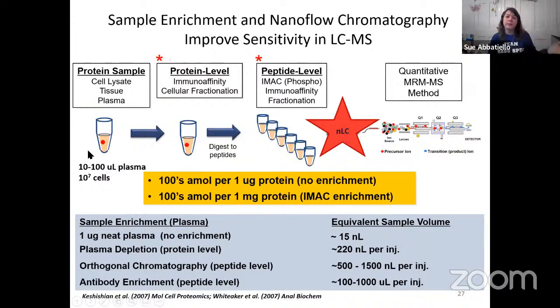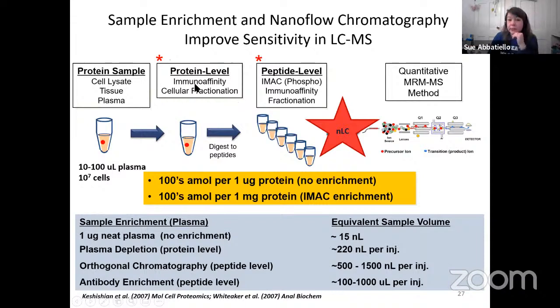So when we do LCMS of peptides for proteomics experiments, we obviously start with a protein sample, which could be cell lysate, tissue, plasma, any other kind of biological fluid. We usually start with 10 to 20 microliters of plasma, or a little over 1 million cells per sample. This can be dialed down, obviously, now that we're getting to more sensitive instruments, but this is just in general a good amount to have when you first start.